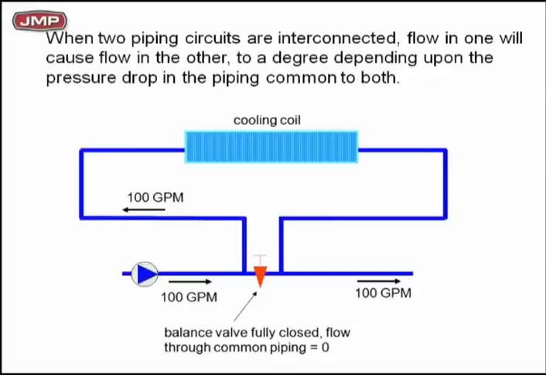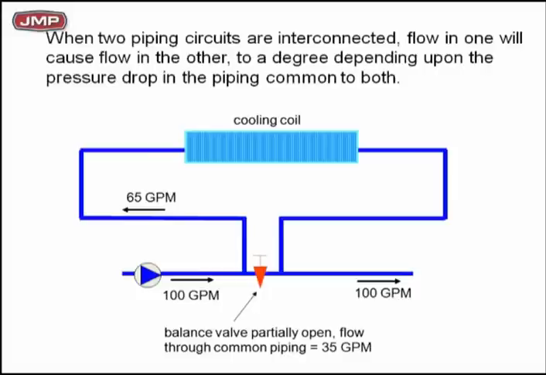The secondary loop through the cooling coil, that flow rate has to be 100 GPM. So the primary flow rate's 100 because the bypass, the common pipe, has a closed balancing valve in it, and we've got 100 GPM now going through the cooling coil. I think that makes pretty good sense, and should be pretty simple. Now, what happens as we open up that balancing valve? What happens in that little piece of common pipe as we start opening the valve up?